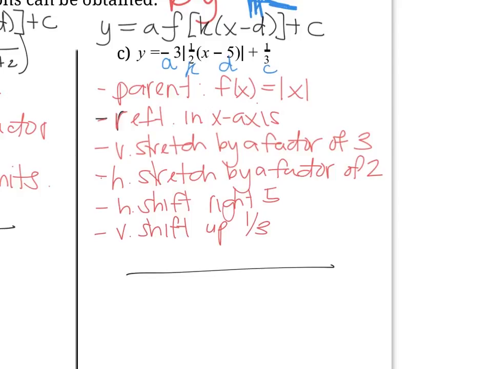So let's make our t-table. What's happening to the x coordinate? What's happening to the y coordinate? Okay, and let's go through them one by one. To start off with, we have our a value. Our a value is -3. That's creating a reflection and a vertical stretch. That's going to affect our y coordinate, so I'm going to multiply all the y's by -3.